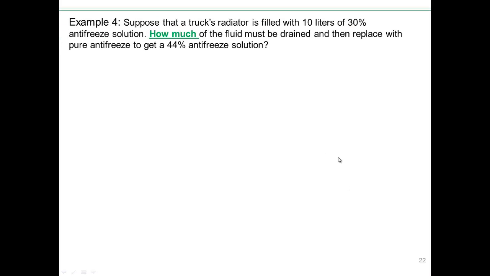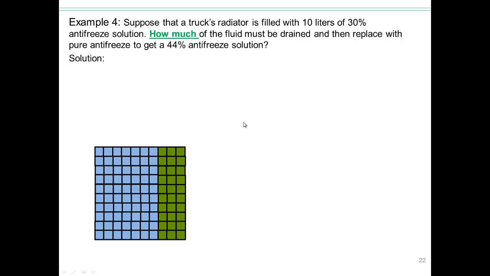All right, try this next one on your own. Suppose that a truck's radiator is filled with 10 liters of 30% antifreeze solution. How much of the fluid must be drained and then replaced with pure antifreeze to get a 44% antifreeze solution? So pause the video here and see what you can do on your own. Assuming you have come back, let's take a look.